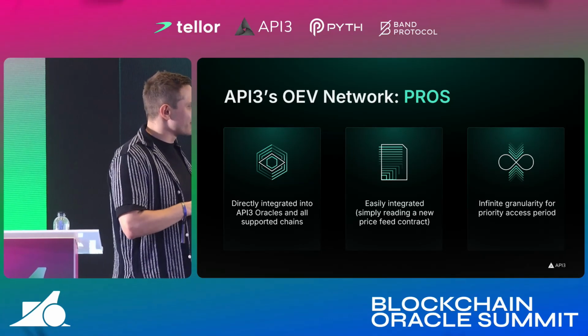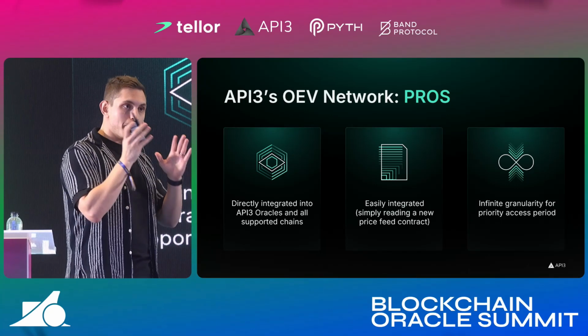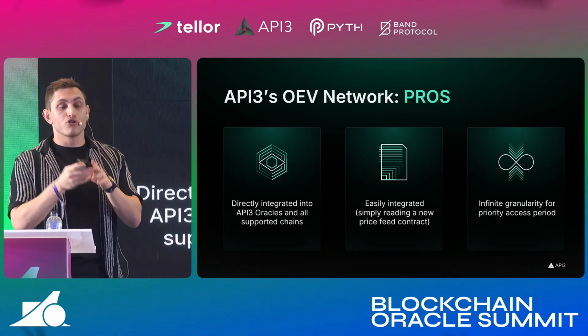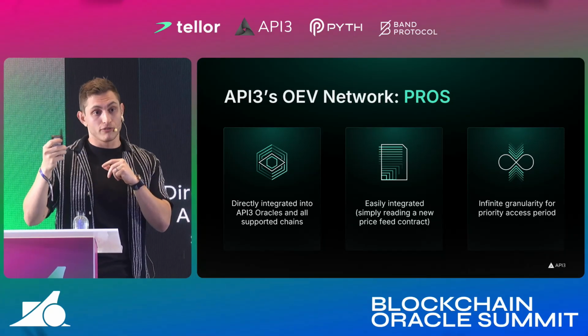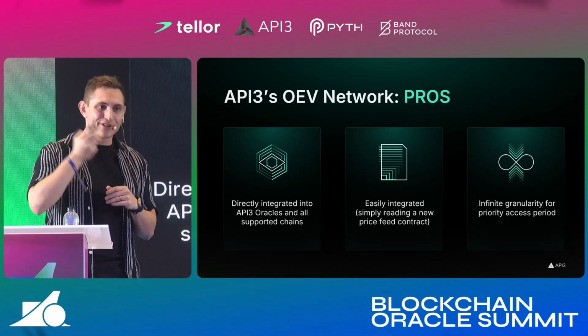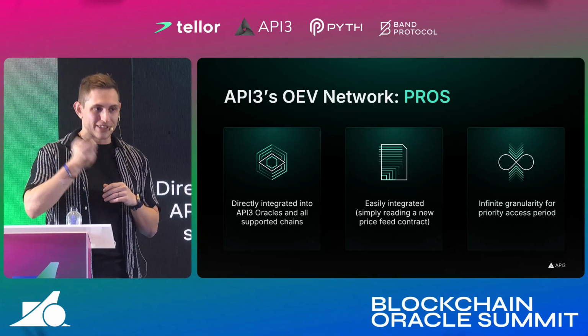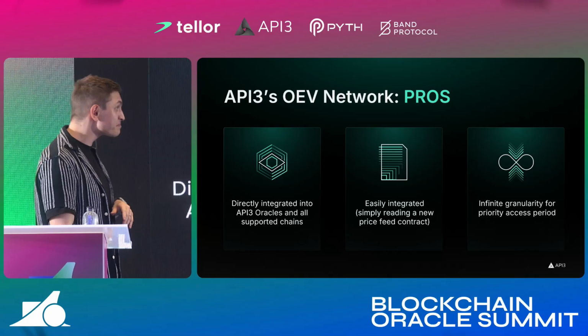And infinite granularity for the time period that you access. Like, you're not essentially buying this one opportunity and so on. You actually get access to a pull oracle for 1 minute. So you can, if you really want to, update every single second on Arbitrum if that's beneficial for you, which no other solution effectively allows you to do.